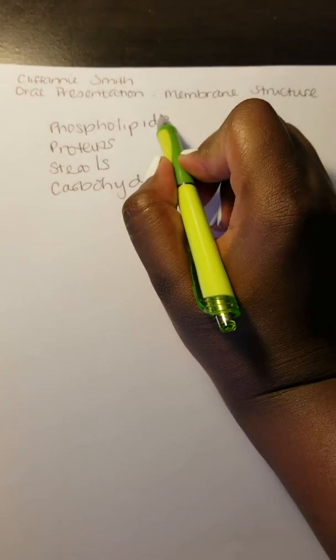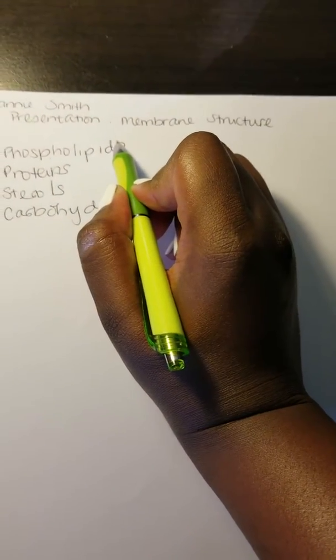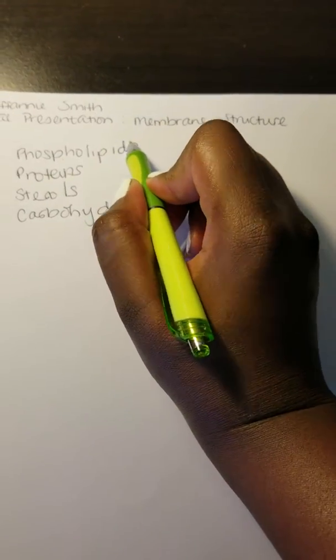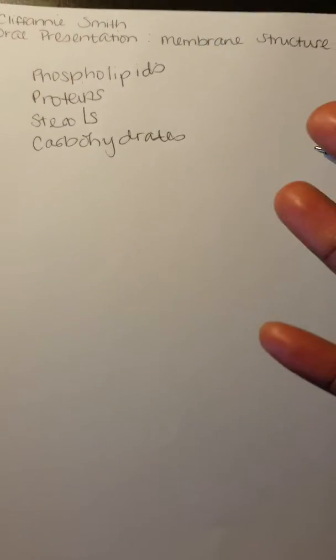Now, the phospholipid bilayer has hydrophilic heads and hydrophobic tails. So, when it's hydrophobic, that means it doesn't interact well in water. And if it's hydrophilic, that means it's water loving, interacts well with water.